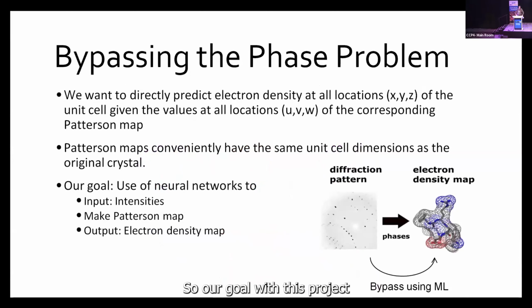So our goal with this project was to bypass the phase problem. We wanted to predict the electron density map just given the input intensities. We were going to start that process by using the Patterson map, which is conveniently the same dimensions as the electron density map. So we were going to start with using a neural network to try to map from that Patterson map into the real space electron density map.